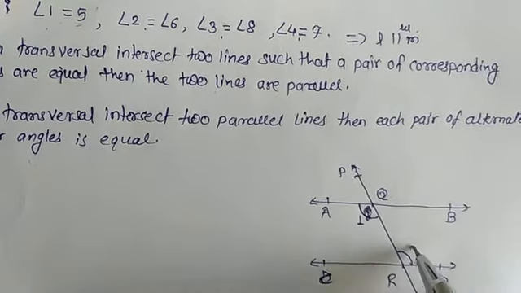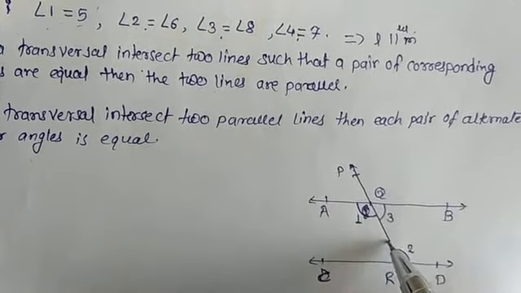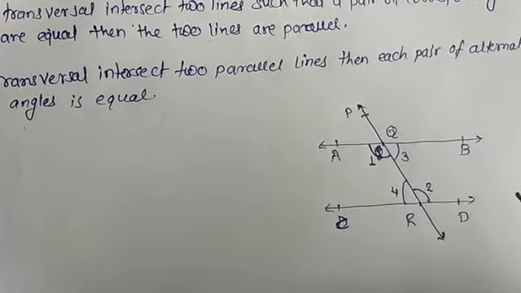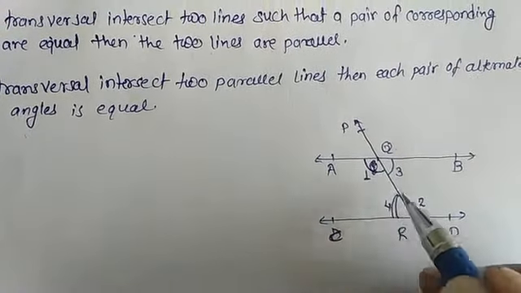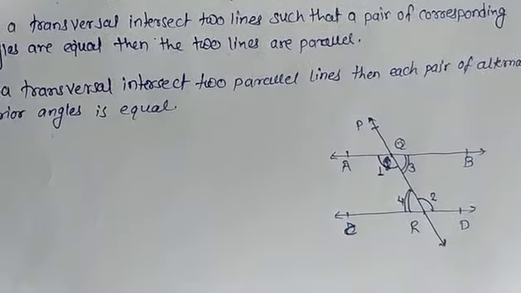And this angle 3 will be equal to angle number 4. These two we have to prove here, that alternate interior angles are equal. For this we have to construct here.